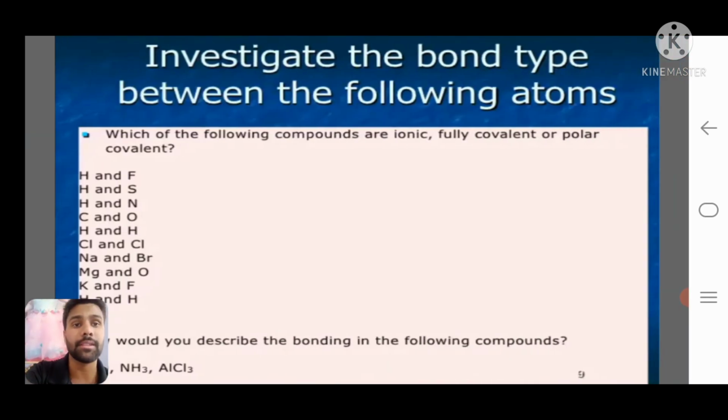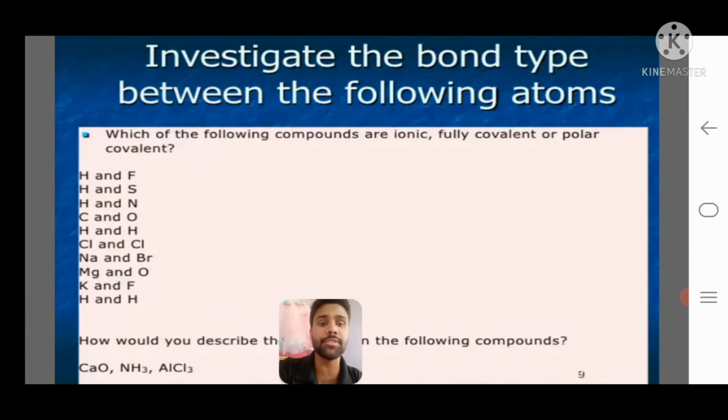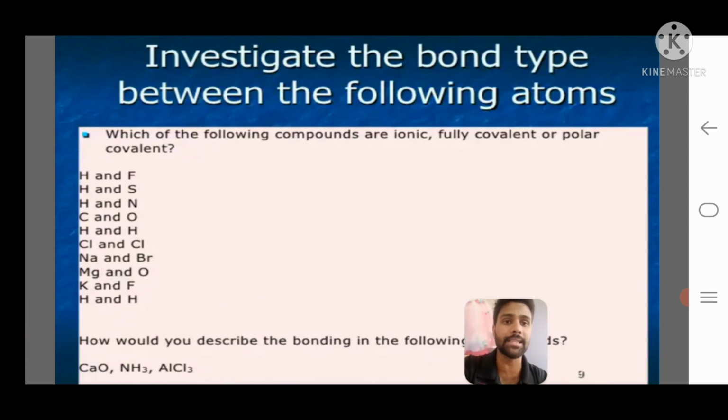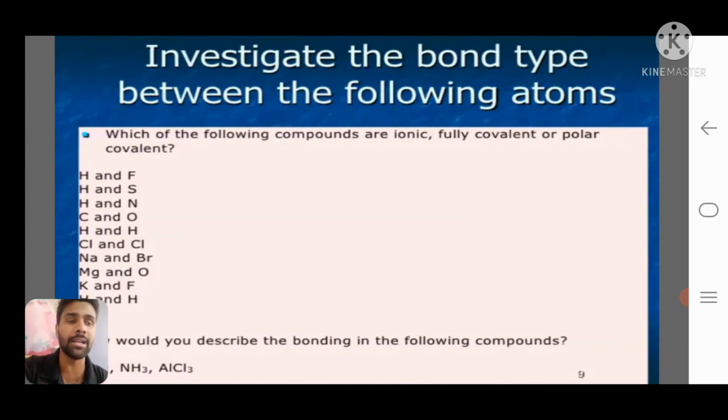Investigate the bond type between the following atoms, HF, HS. Which of the following compounds? This is for you.